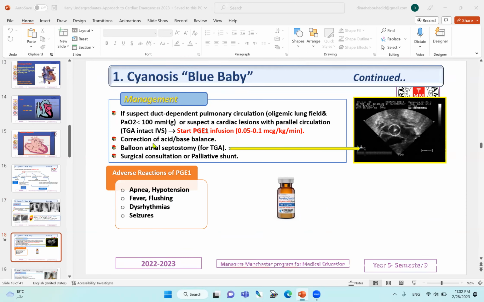You have to correct the acid-base balance. You have to do septostomy in cases of TGA, where here we create an artificial ASD with a balloon atrial septostomy to allow mixing of blood between the two parallel circulations in the transposition of great arteries. Then surgical consultation can be done.